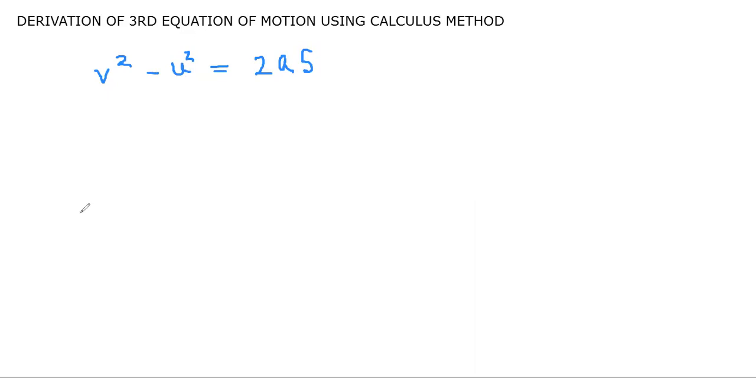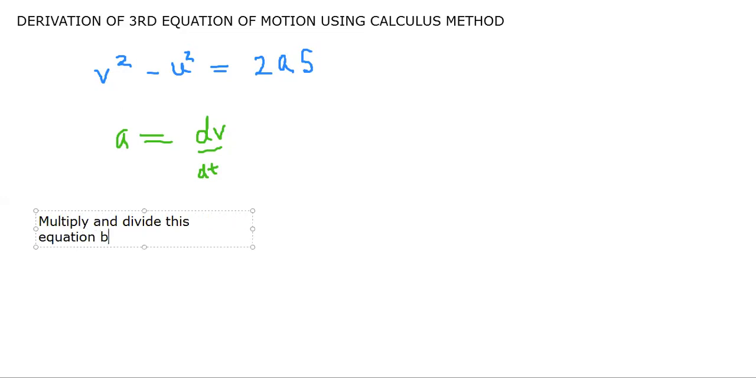Now, for starting this derivation, the first step is to use the formula of acceleration in calculus, that is dv by dt. You know this formula: acceleration is dv by dt, the rate of change of velocity. The next step is we have to multiply and divide this equation by ds.